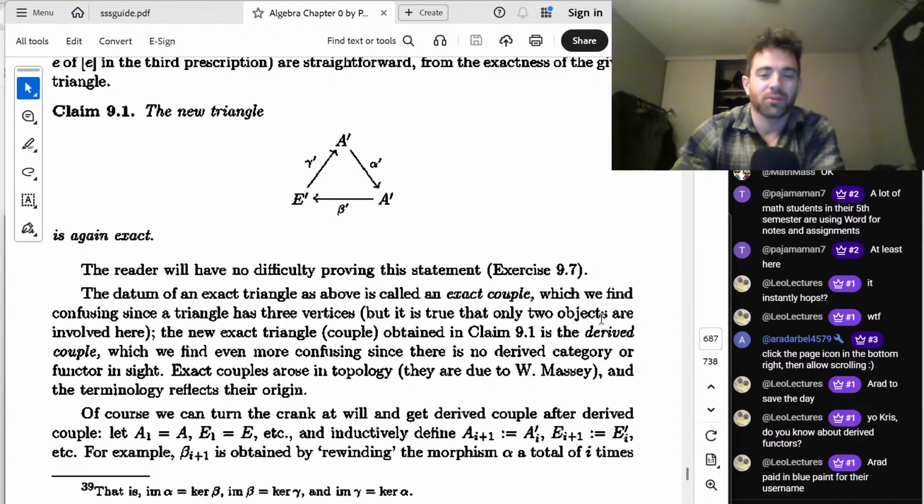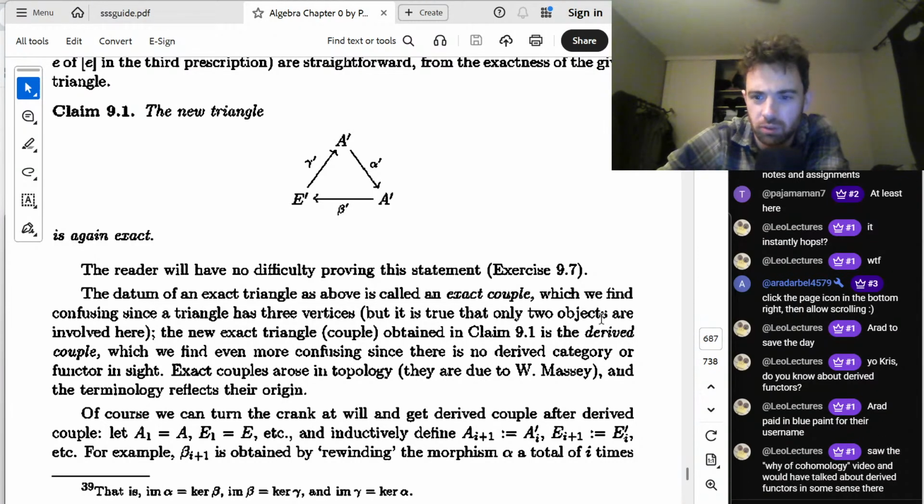One thing I would like to understand is there's a spectral sequence argument that allows you to prove that the composition of two right derived functors is the right derived functor of their composition. So I think that's a classic basic thing that you can prove with spectral sequences. You saw the Y of cohomology video and would have talked about derived functors in some sense there.